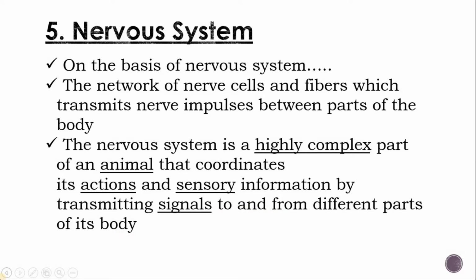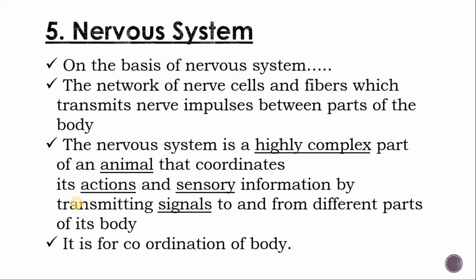The nervous system is a highly complex part of an animal's body that coordinates the actions and the sensory information by transmitting signals from the brain towards the organs and from the organs towards the brain. It is called the nervous system of the animal's body. It is for coordination of the body. Why do we need a nervous system? For better coordination of our body parts, we need a nervous system.